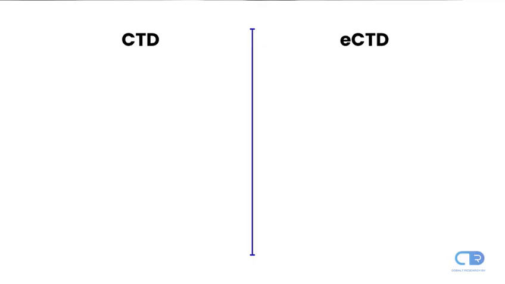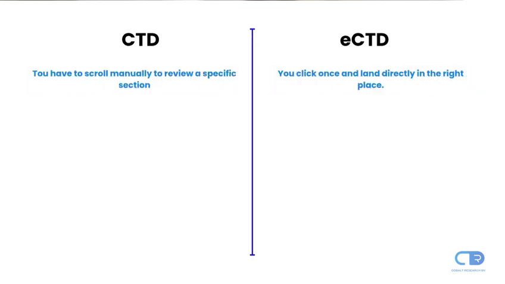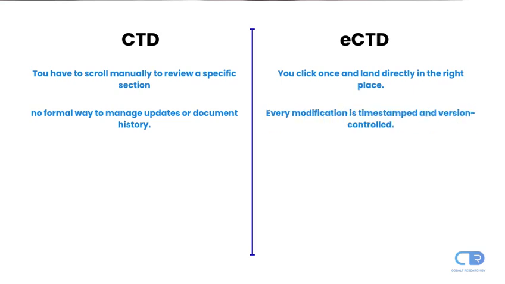Let me break it down with a few real-world comparisons. In CTD, if you want to review a specific section, you have to scroll manually. In eCTD, you click once and land directly in the right place. In CTD, there's no formal way to manage updates or document history. In eCTD, every modification is time-stamped and version-controlled.